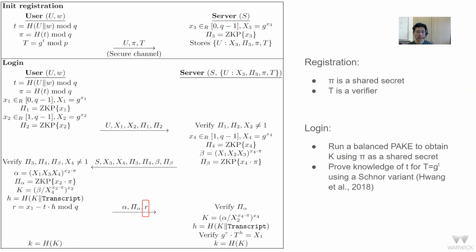But in addition, the client also sends this r value. This r value is modulo q. In other words, if we want to have 128-bit security, then the size of this r is 256 bits. So that is about 32 bytes. So with the extra 32 bytes, we convert JPAKE from a balanced PAKE to an augmented PAKE.